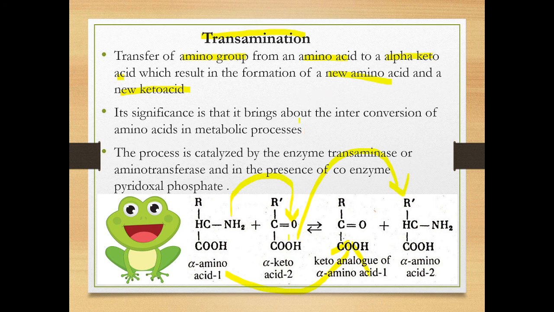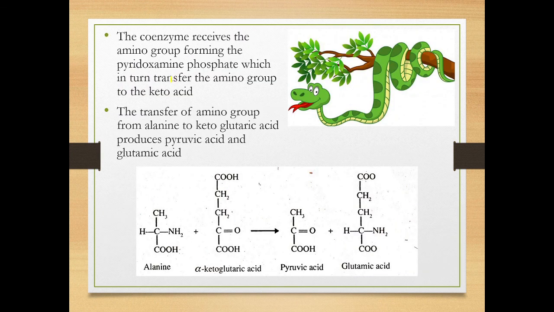The process is catalyzed by the enzyme transaminase or aminotransferase, in the presence of the coenzyme pyridoxal phosphate. The coenzyme pyridoxal phosphate receives the amino group, forming pyridoxamine phosphate, which in turn transfers the amino group to the keto acid.